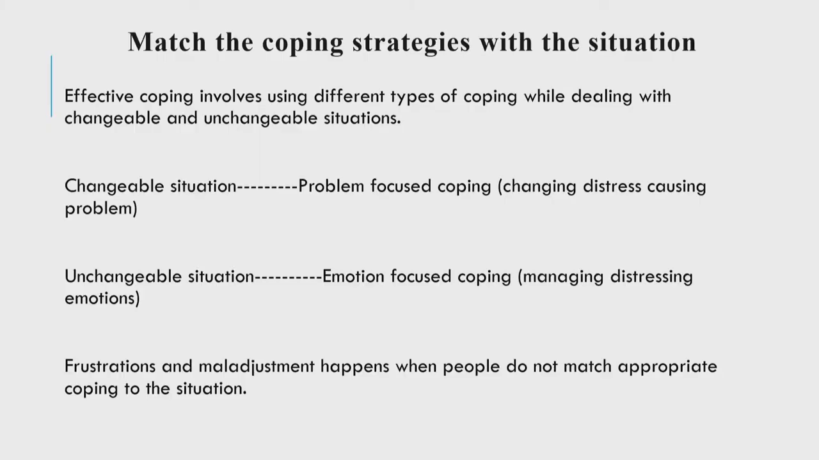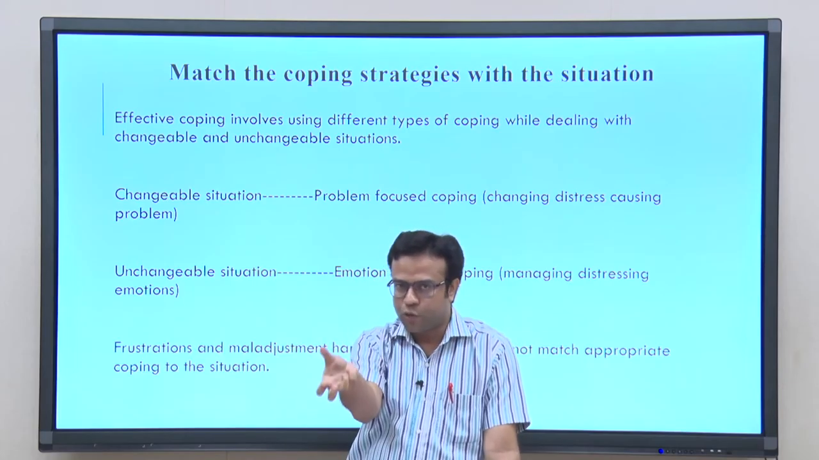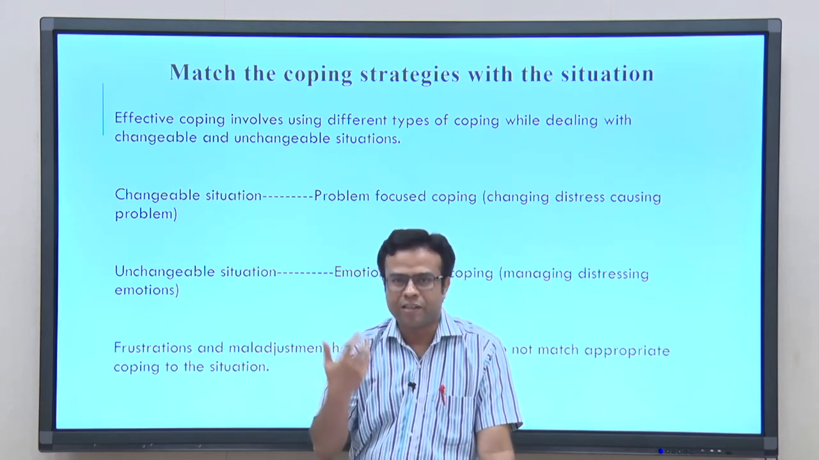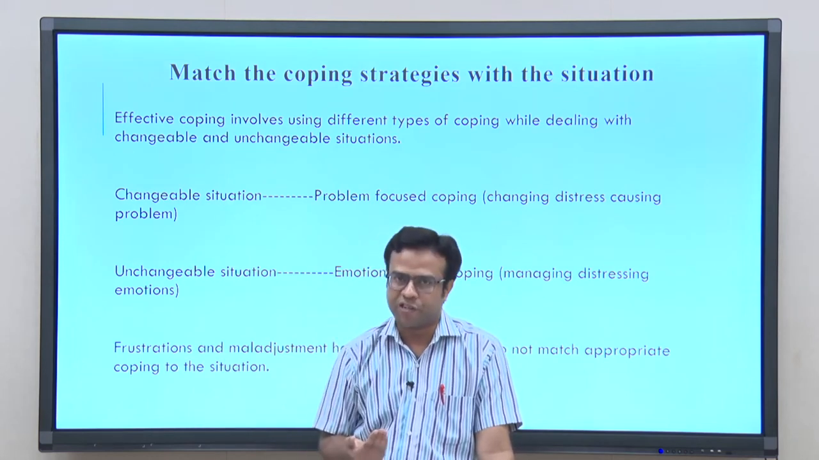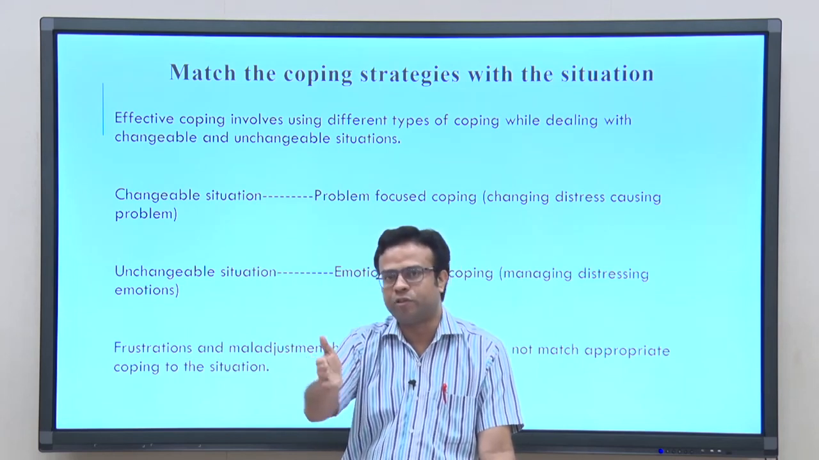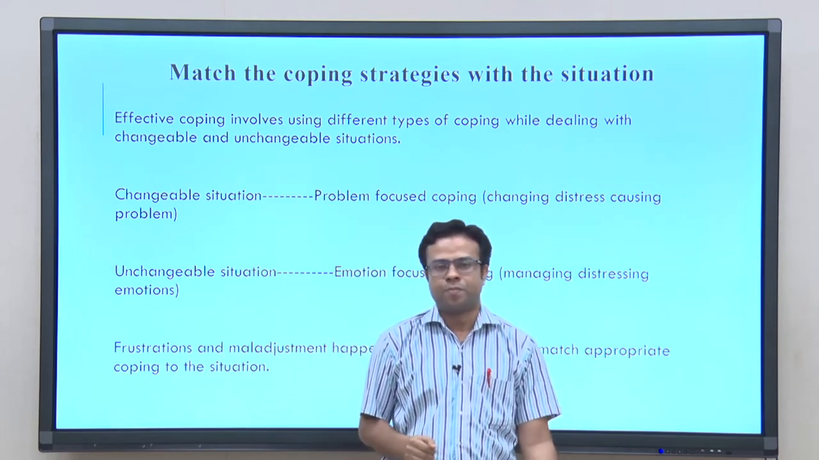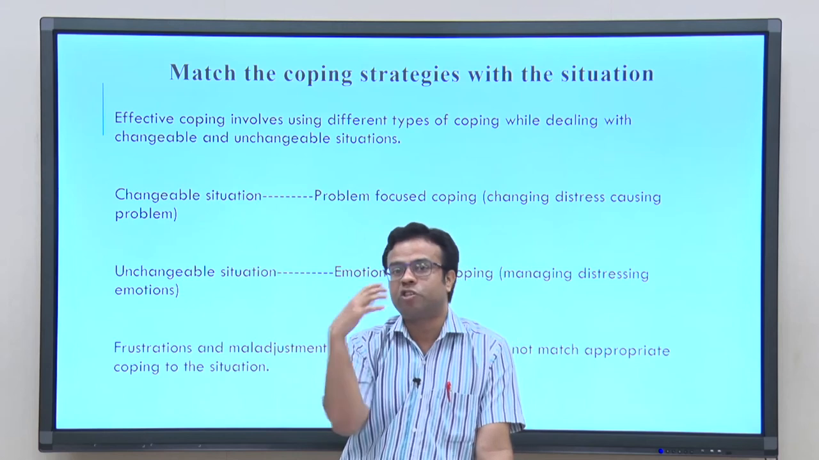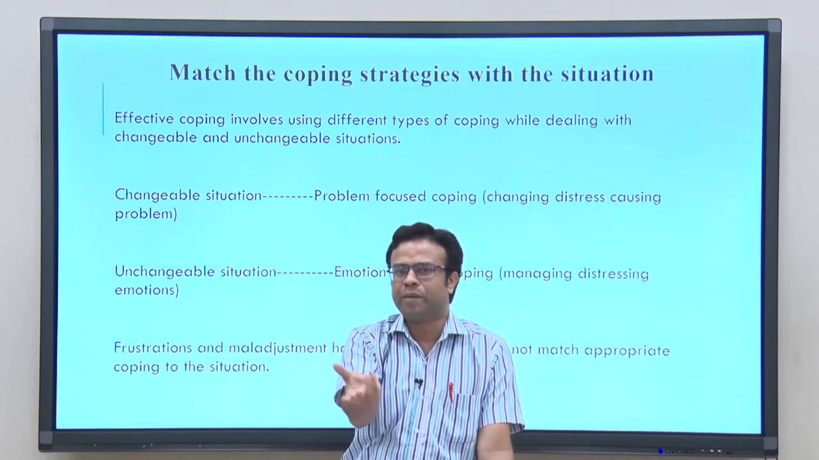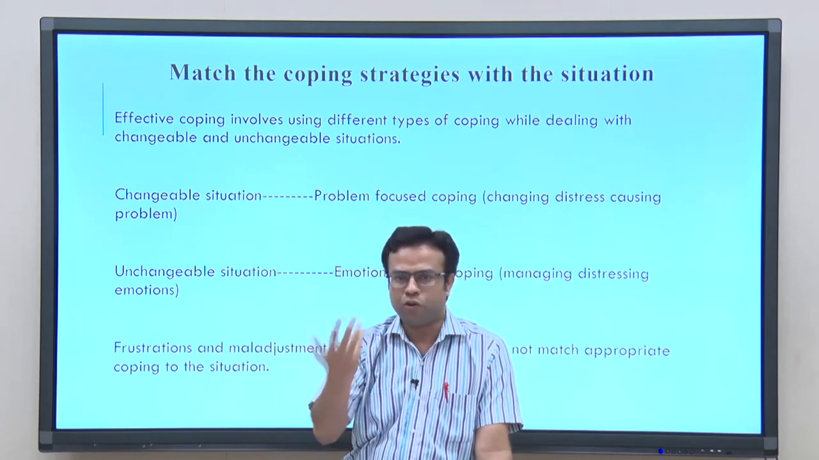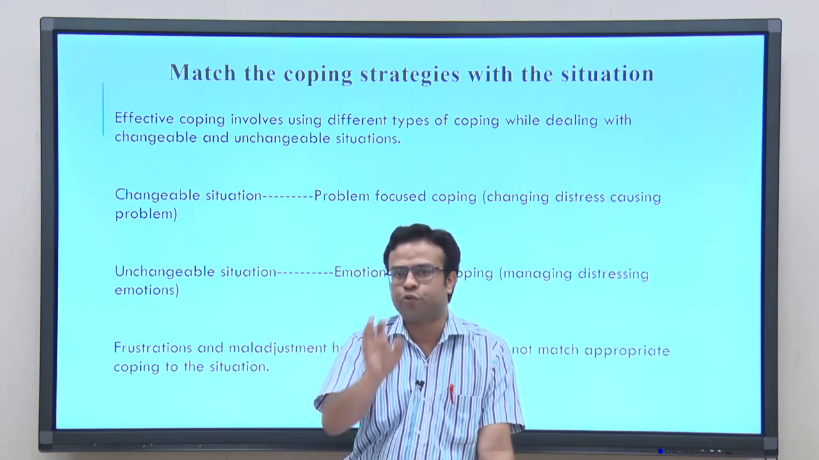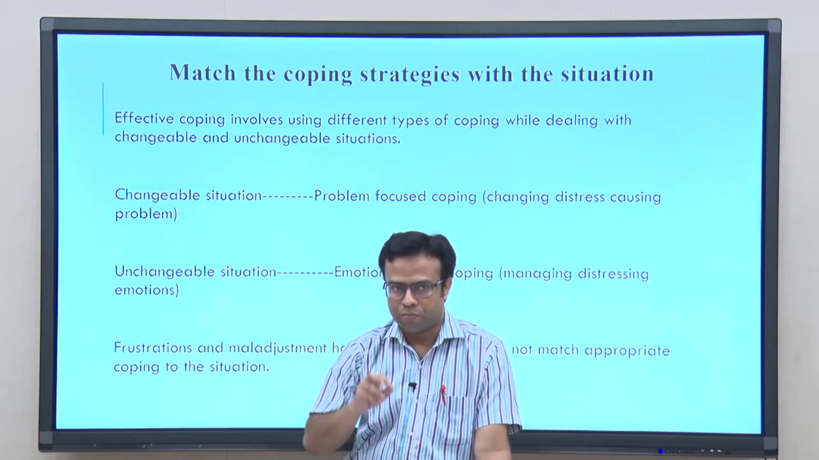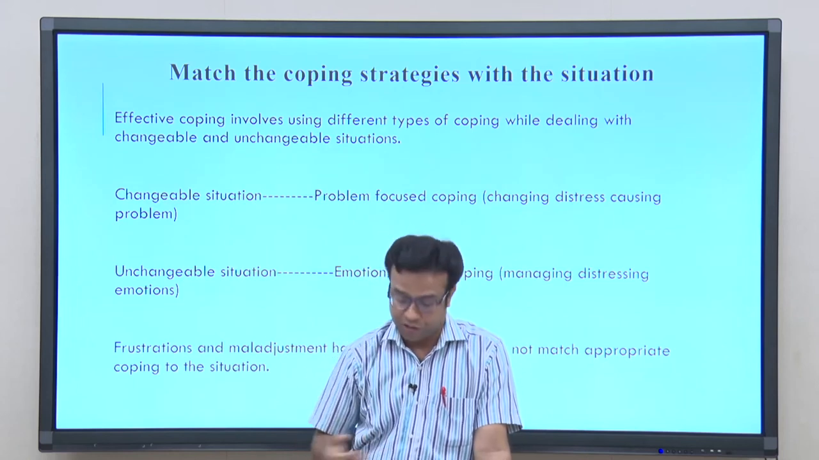Frustrations and maladjustment happen when people do not match appropriate coping to the situation. When we are not able to appropriately match the situation with the coping strategy, then it is going to be a maladaptive coping strategy and it will not really solve the problem and we will not be able to come out of the stress, simply because we are not matching the right strategy with the situation. So if somebody, where things can be changed, is not changing and is running away and doing emotion focused coping, it may temporarily serve the purpose, but in the long term it will not help. So a lot of avoidance coping is about that mismatching, no? Where things need to be changed, you need to change. So that matching of appropriate strategies is very important.